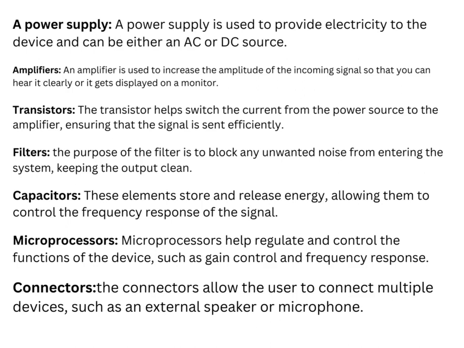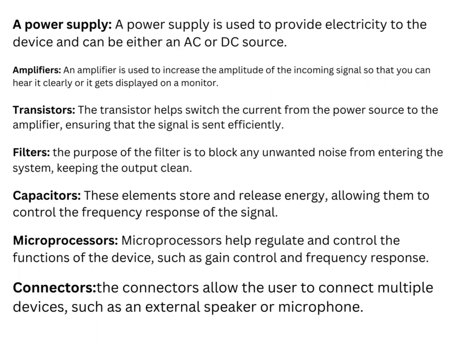A power supply is used to provide electricity to the device and can be either an AC or DC source. Amplifiers. An amplifier is used to increase the amplitude of the incoming signal so that you can hear it clearly or it gets displayed on a monitor. Transistors. The transistor helps switch the current from the power source to the amplifier, ensuring that the signal is sent efficiently. Filters. The purpose of the filter is to block any unwanted noise from entering the system, keeping the output clean. Capacitors. These elements store and release energy, allowing them to control the frequency response of the signal.